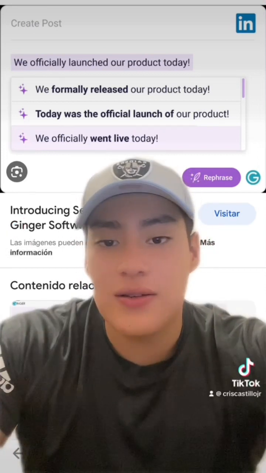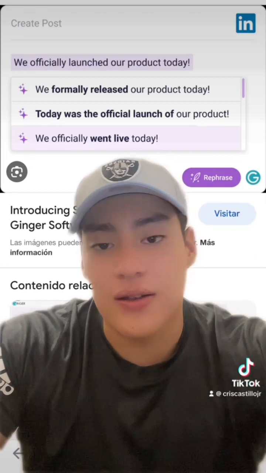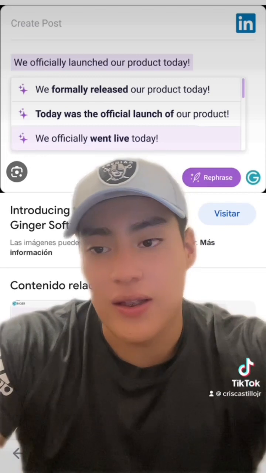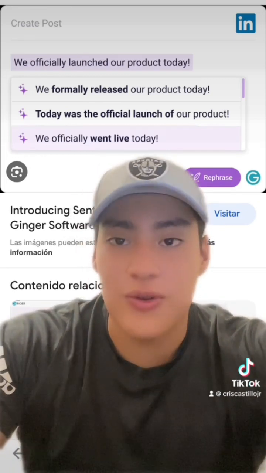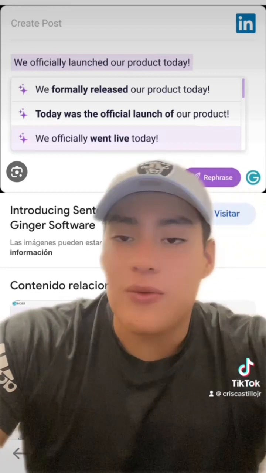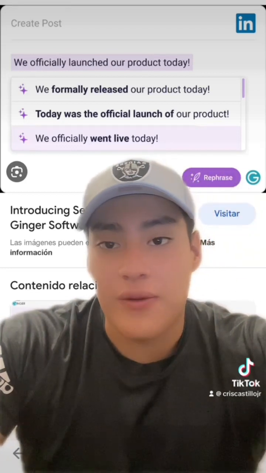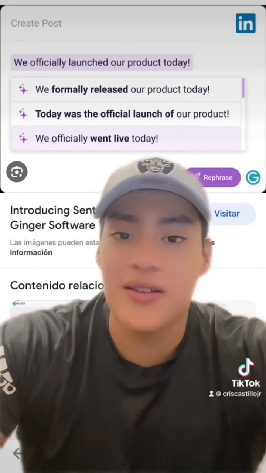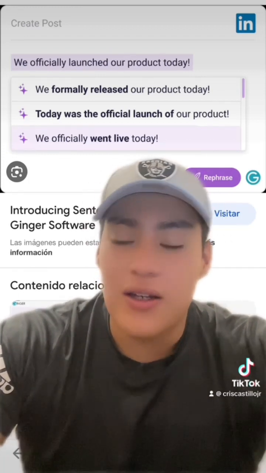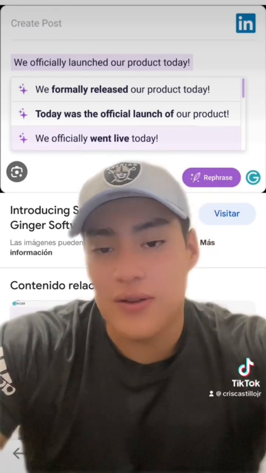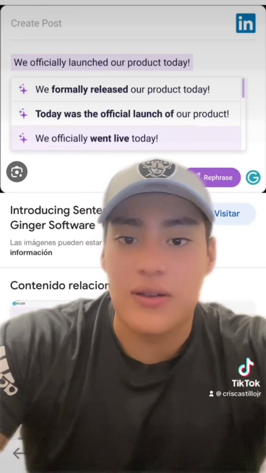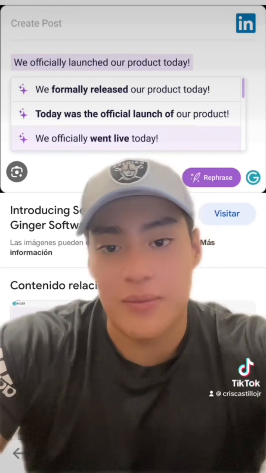Also, to avoid repetition, you can restructure your sentence. If you already told an idea and then you think you might repeat that idea, you have to restructure your sentence. Here are some examples. We officially launched our product today. You can change that by using: we formally released our product today. Both change the sentence but keep the same idea.